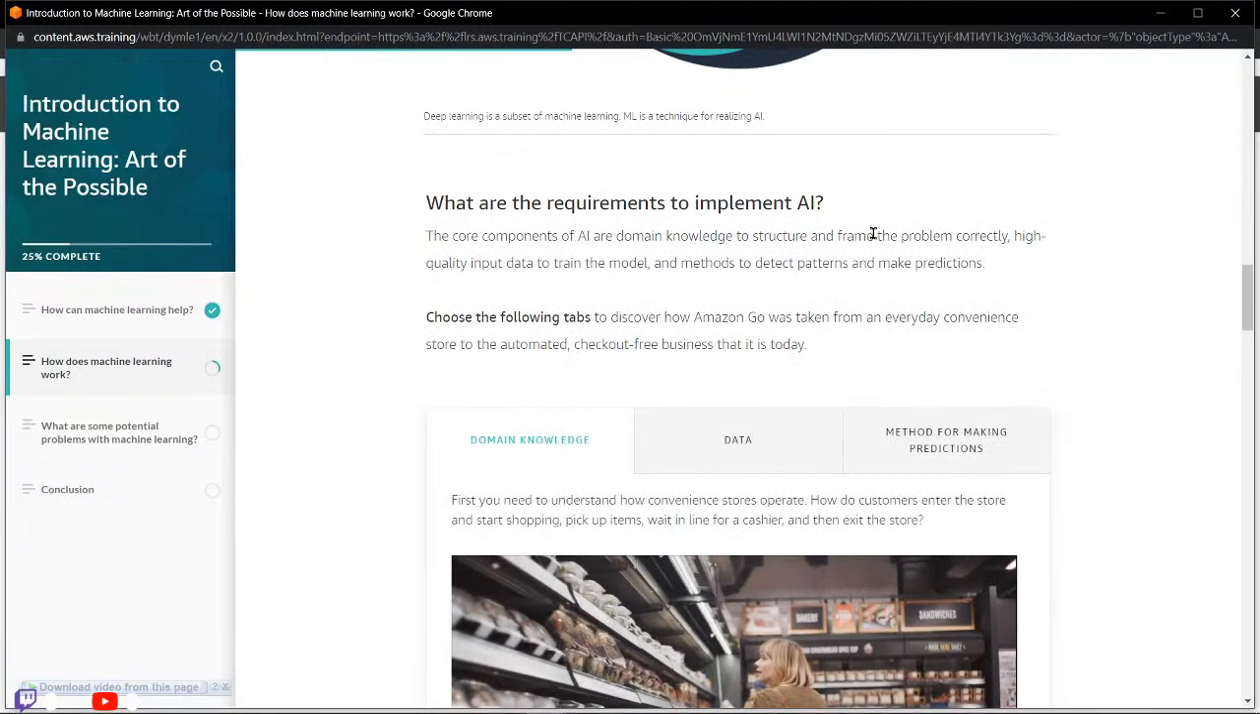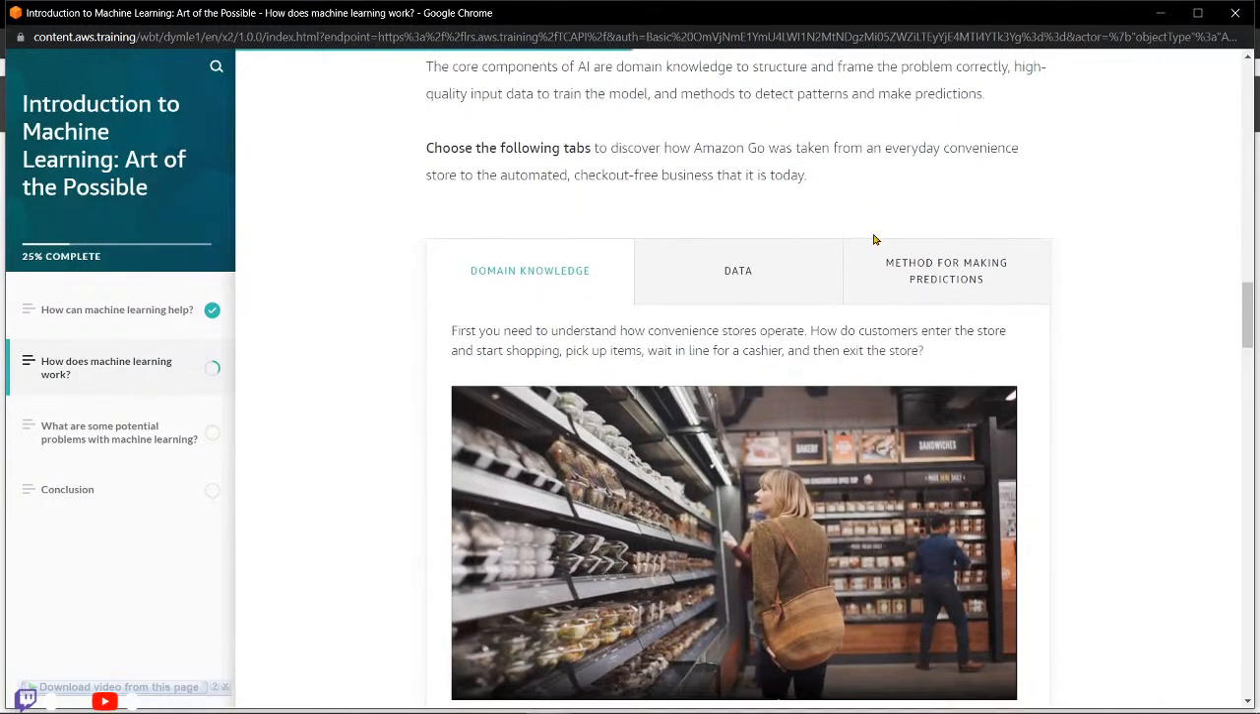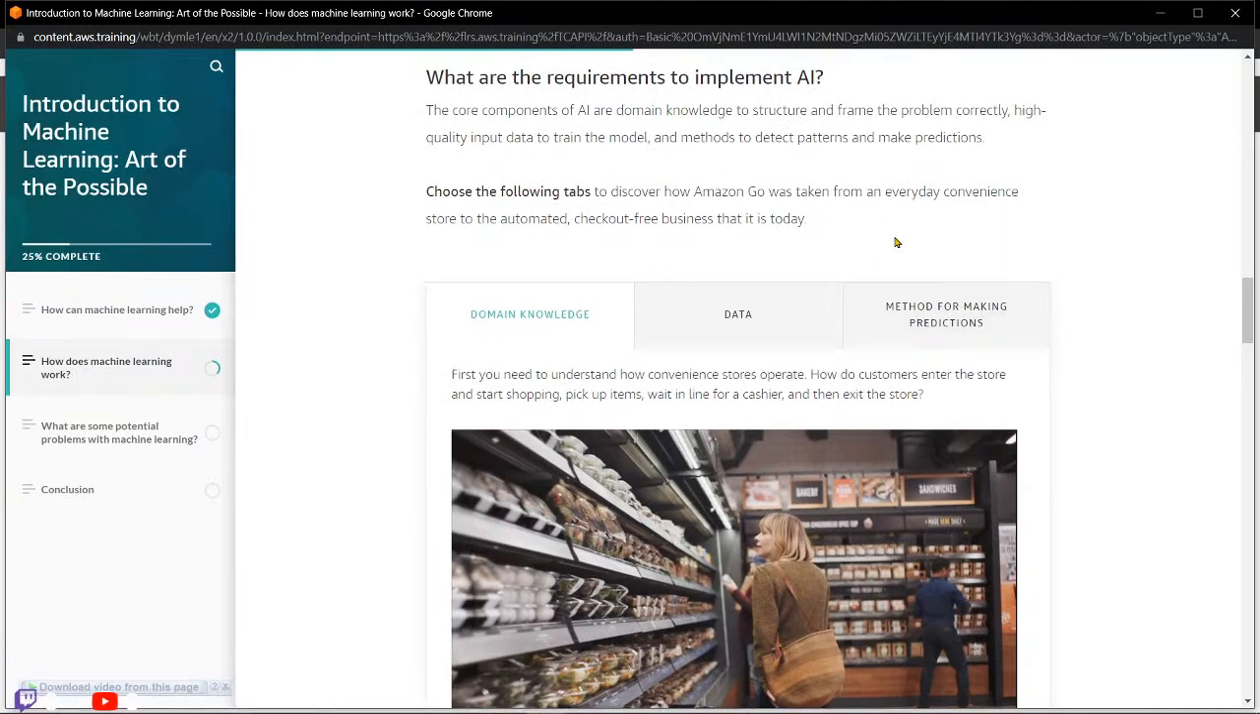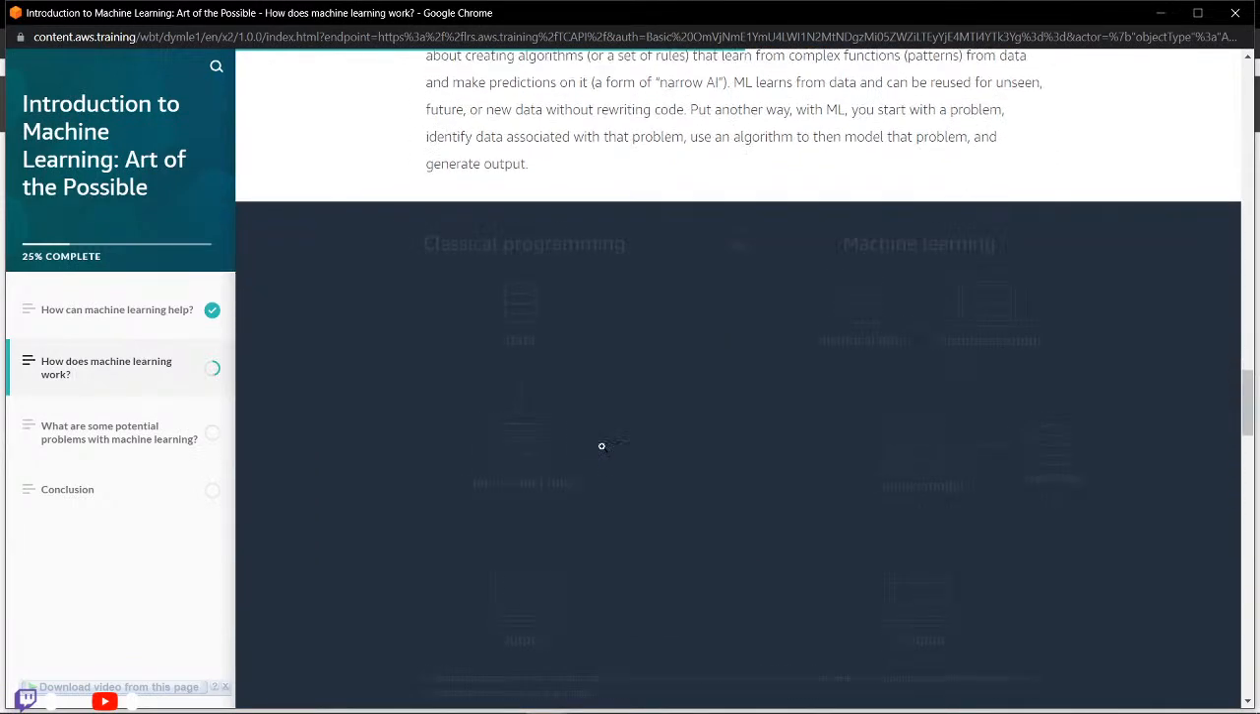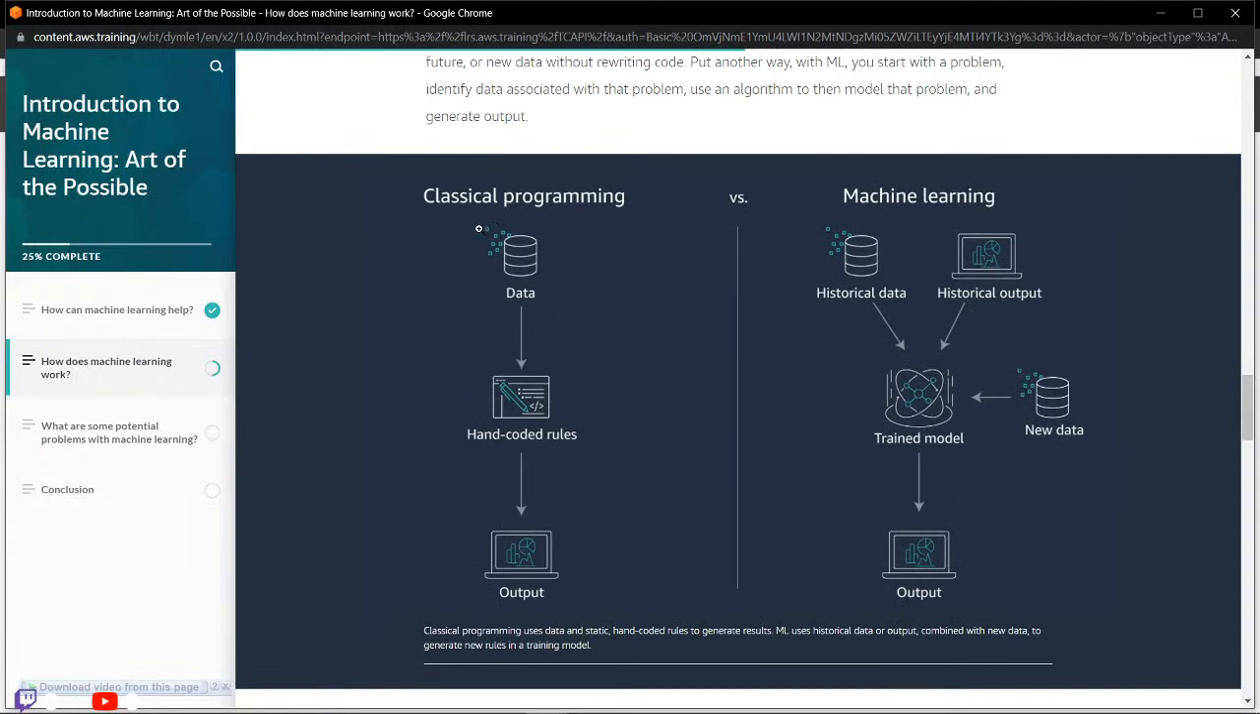What are the requirements to implement AI? What is the difference between machine learning and classical programming? In classical programming, we have the data and the hand-coded rules, and we get the output. In machine learning, we have the historical data and the historical output. We feed this historical data and output to the training model. Then, if you give the trained model new data, it will predict the new output for the data.